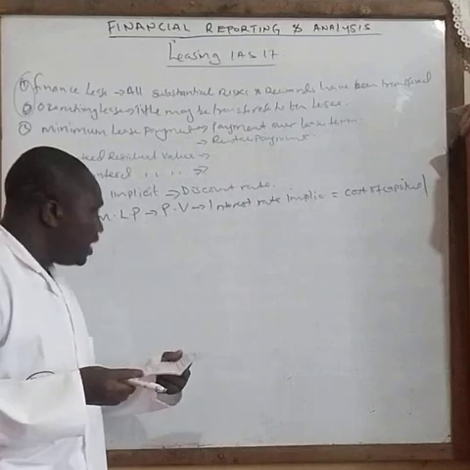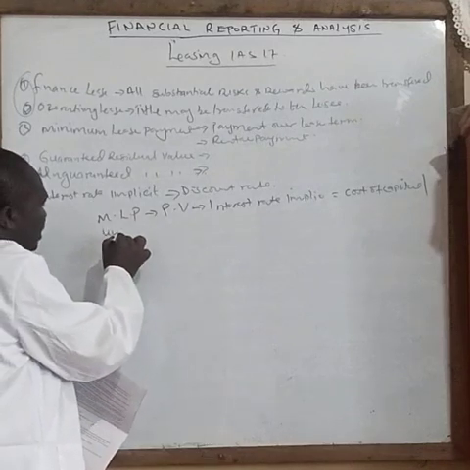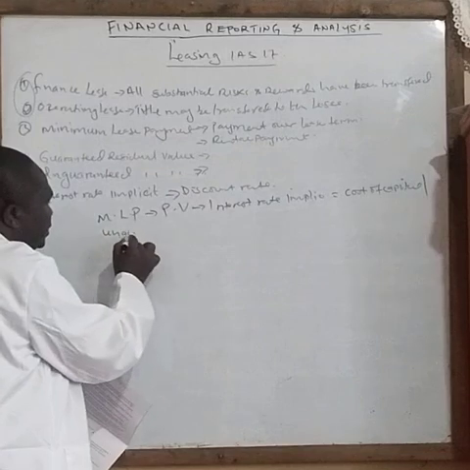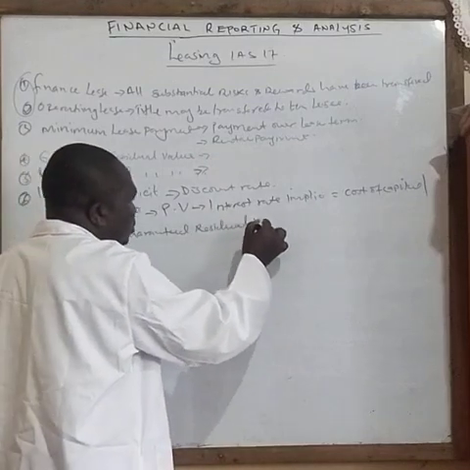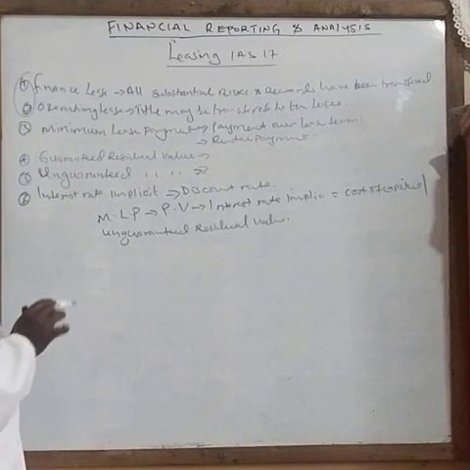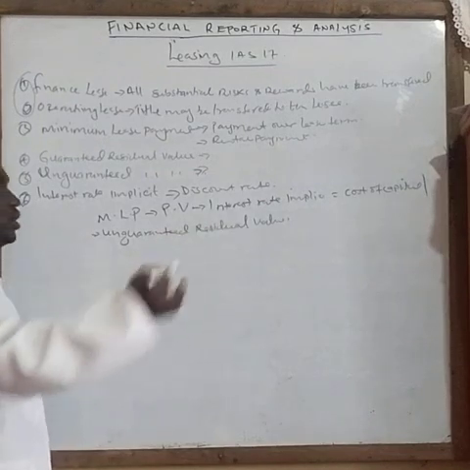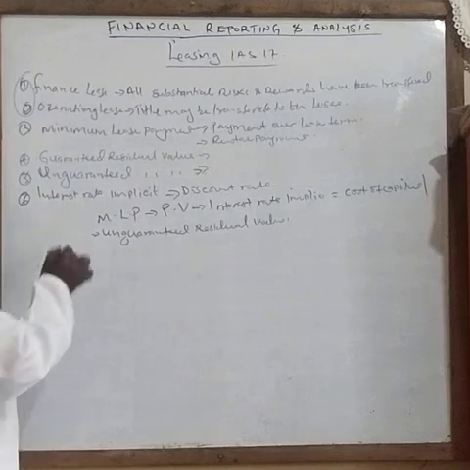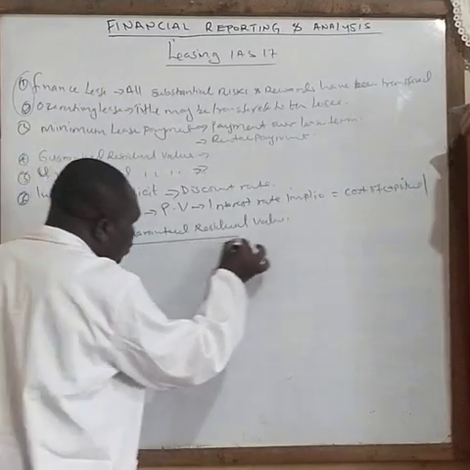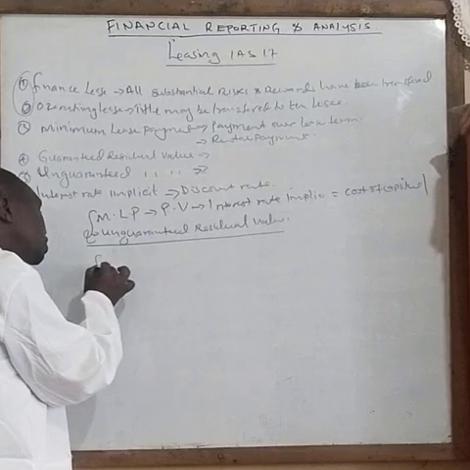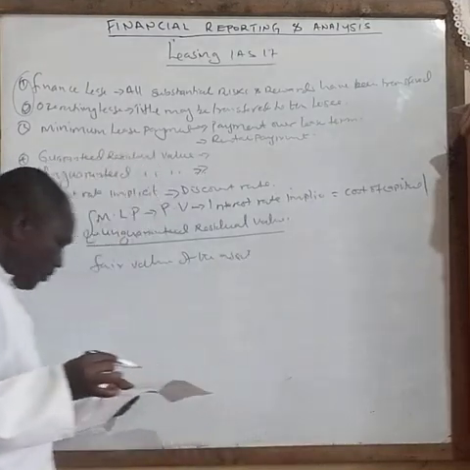Now, this rate can also be used to discount the unguaranteed residual value. You can see that this amount of money that is expected to be there at the end of the period also needs to be discounted to present value. So if you discount these two, you will get what you call the present value. And the summation of these two must be equal to the fair value of the asset.